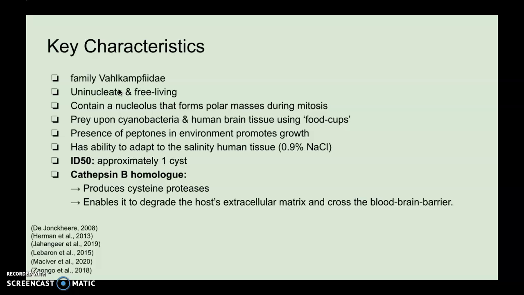It has also been found that the presence of peptones in the environment promotes growth. It has the ability to adapt to high salinity levels. This is what enables it to exist in human tissue, which has a salinity level of about 0.9%. The infectious dose, or ID50, is approximately 1 cyst, so it has a very low infectious dose. The key genetic feature to note is cathepsin B homologue, and this produces cysteine proteases, and these enable it to degrade the host's extracellular matrix and cross the blood-brain barrier, thus enabling it to infect the brain.